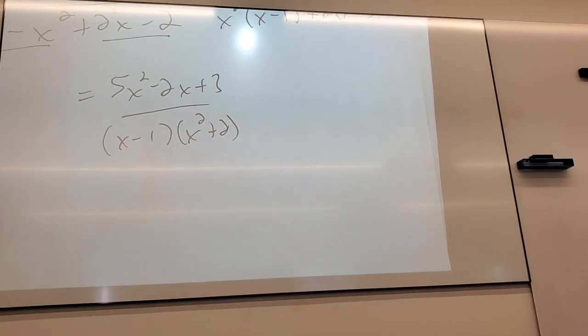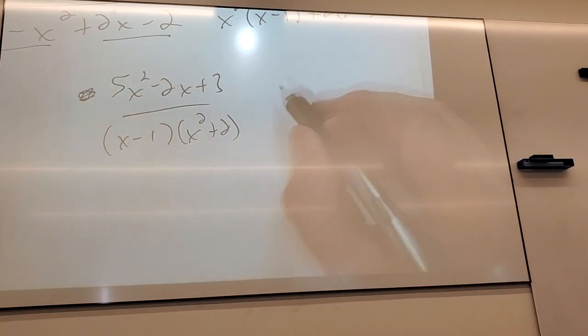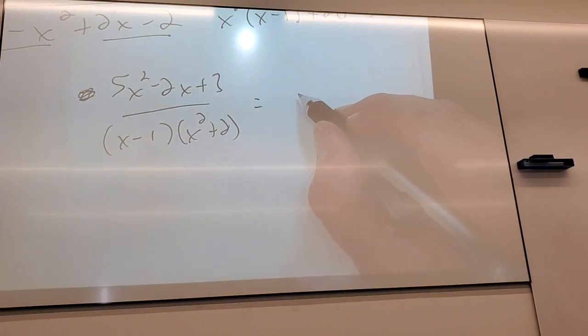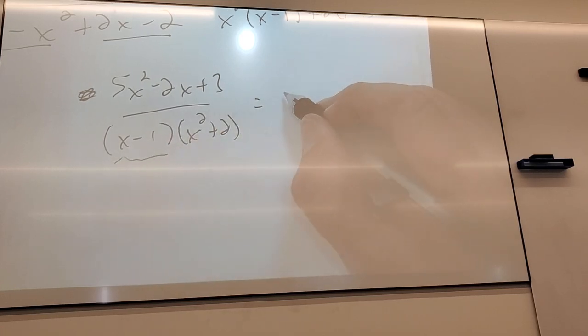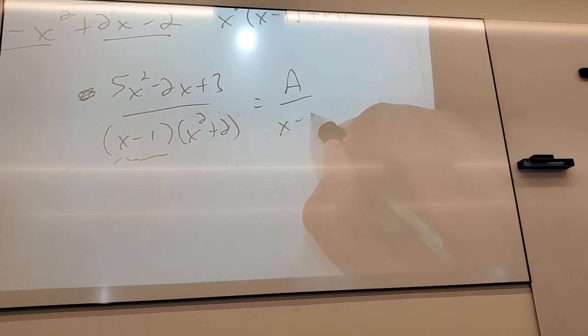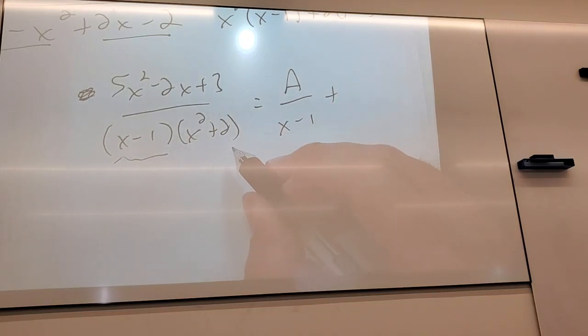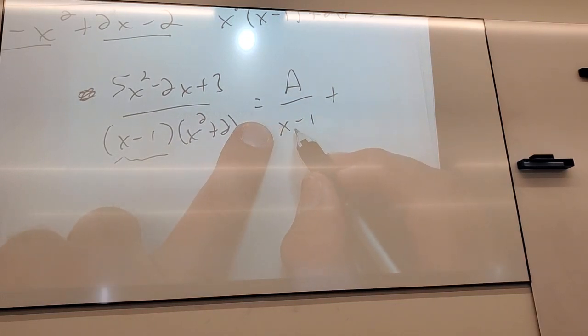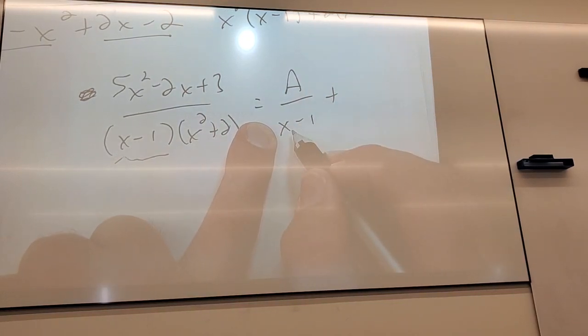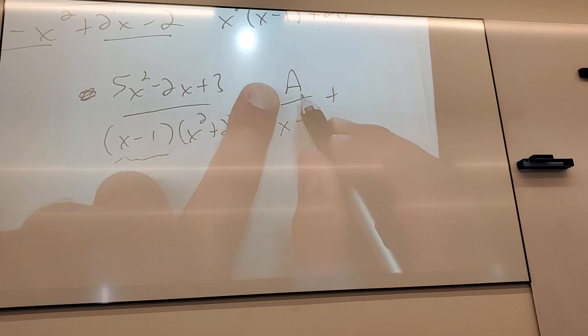Now, you could very well get this wrong, but what do you think the form of the answer is going to be? This first one should be easy. What's going to be part of the answer? A over x minus 1. Now here's where you got to be careful. What's the degree of the bottom of this guy? 1. What's the degree of the top?